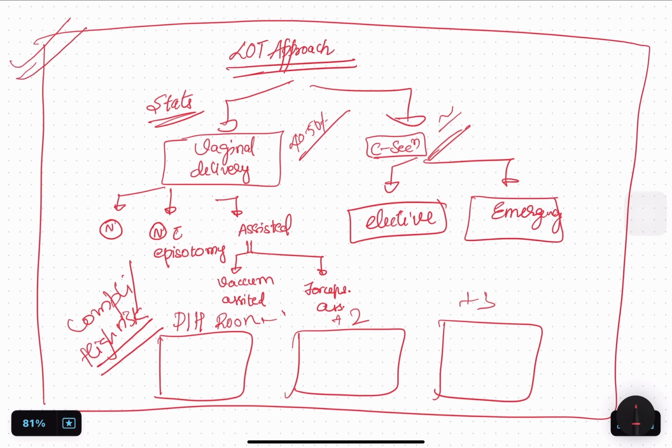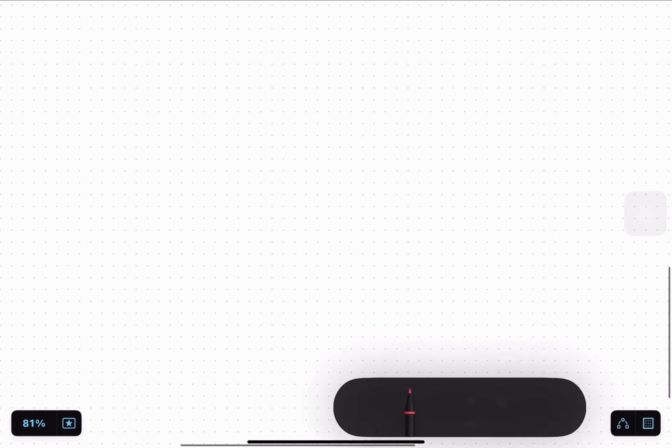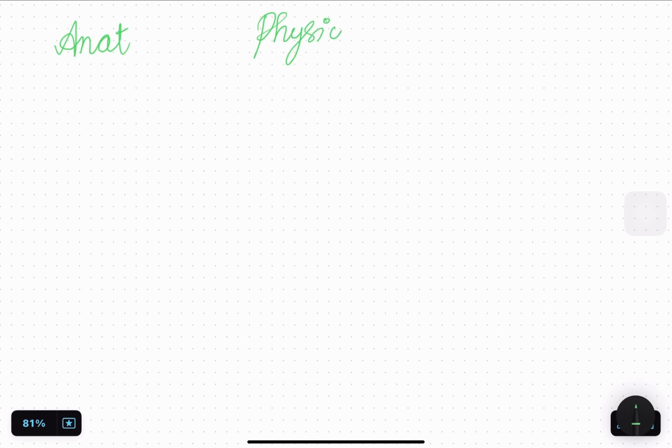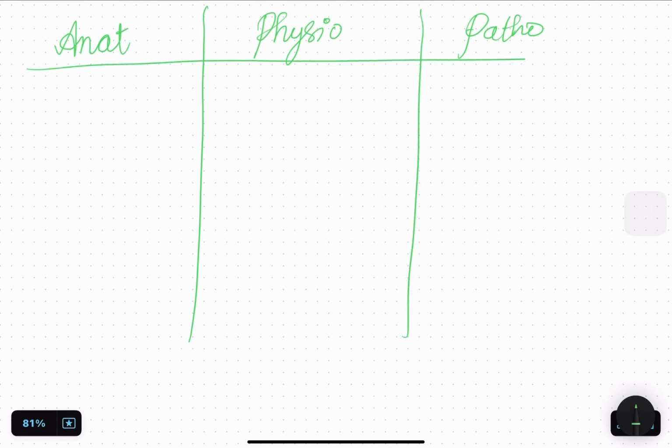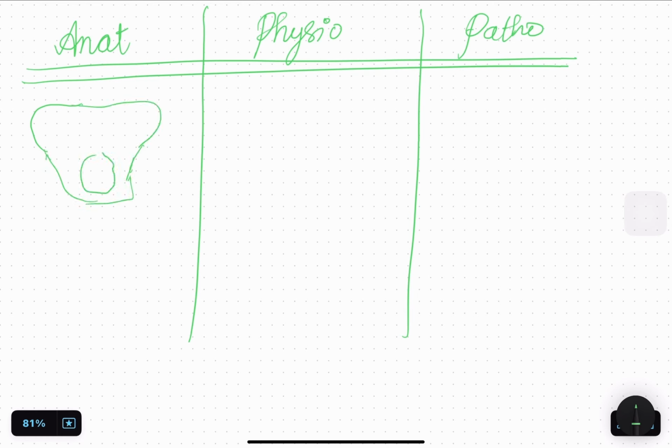Now coming to the complications you are going to see. The basic approach we follow is anatomy, physiology and pathology. Based on this, we'll work out what complications we'll get. Here it's about two lives, the mother as well as the child. During the delivery, the major anatomy I am interested in is the pelvis of the mother and the head of the fetus.